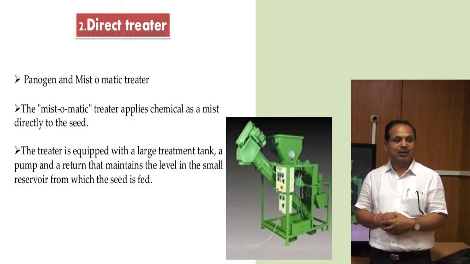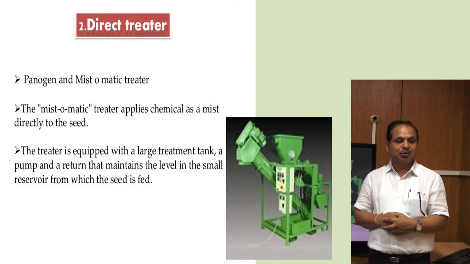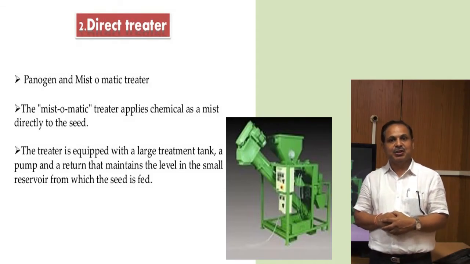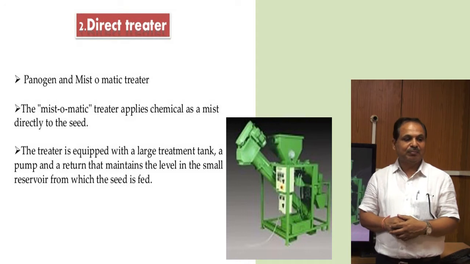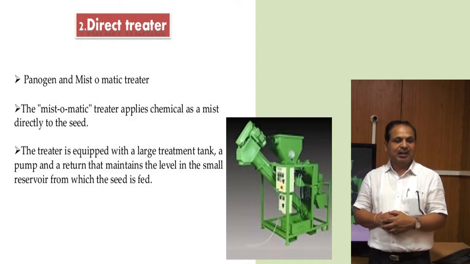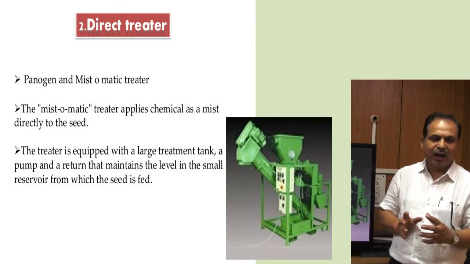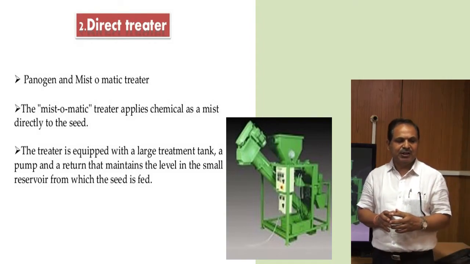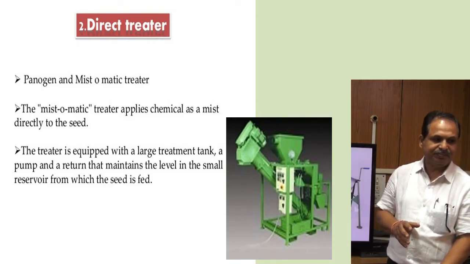Direct treaters are one of the equipment. There are two types of direct treaters, the Panogen and Mist-O-Matic treaters. Mist-O-Matic treaters are generally very useful, and are generally used by seed companies or other agencies. In this case, mist is directly sprayed over the seeds. The treater is equipped with a large treatment tank, a pump, and a return that maintains the level of a small reservoir from which the seed is fed. So this way we use the direct treaters.